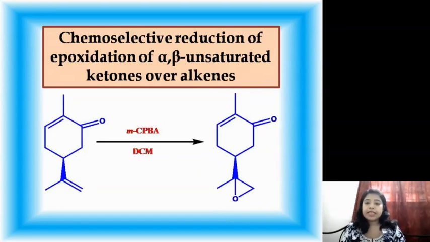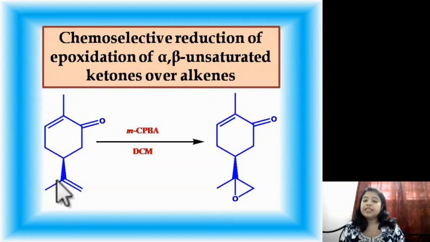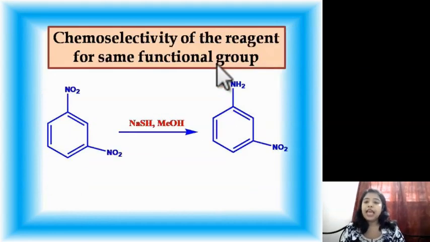In the next example, as you can see, this is a chemoselective epoxidation of alkenes over alpha-beta unsaturated ketones. Here, the alpha-beta unsaturated ketone remains intact as it is, but this other double bond is getting epoxidated by the reagent. So this is the chemoselective epoxidation of the alkene over the alpha-beta unsaturated ketone.